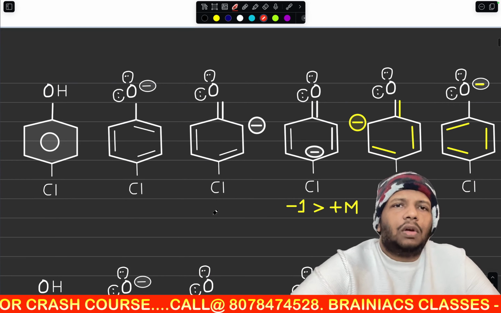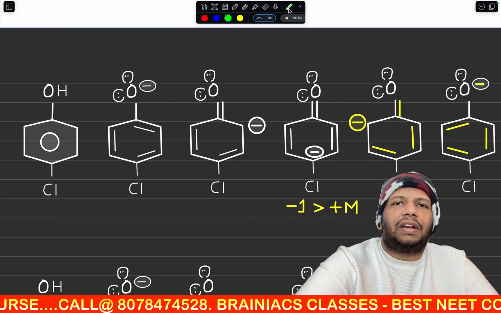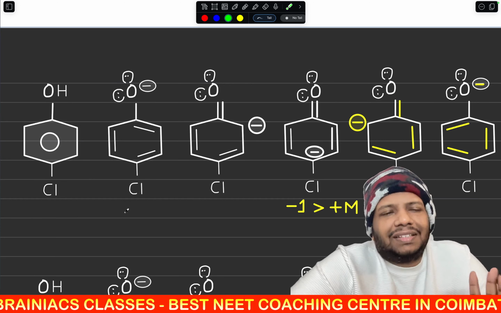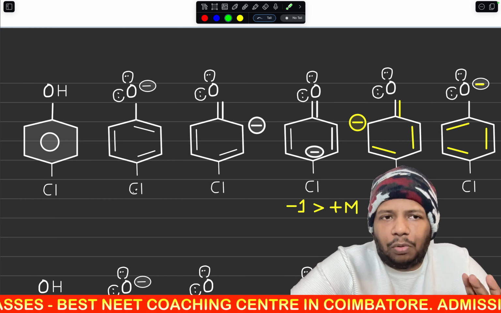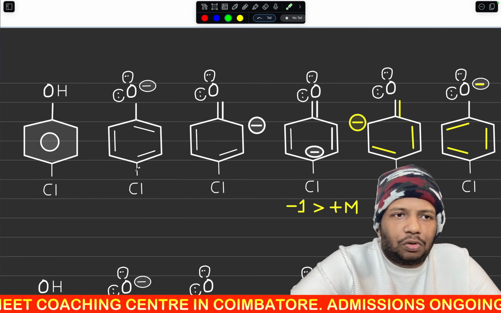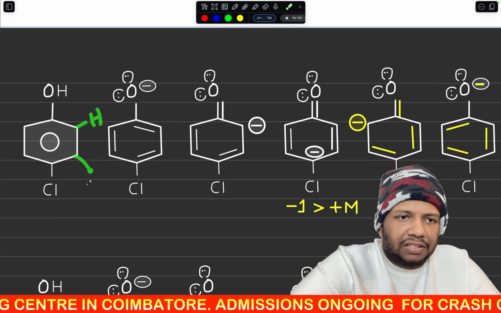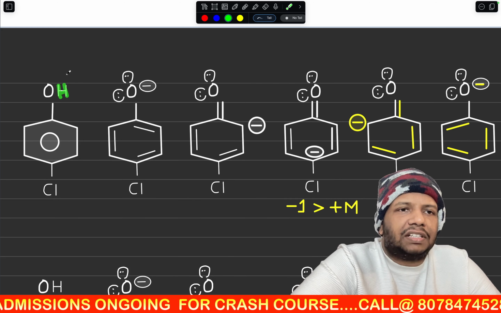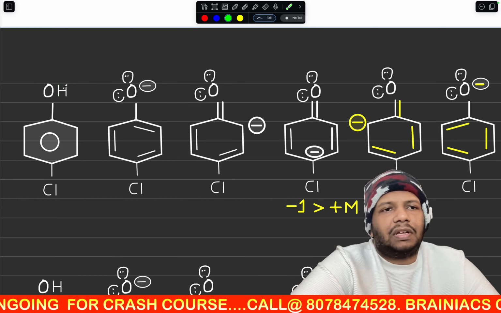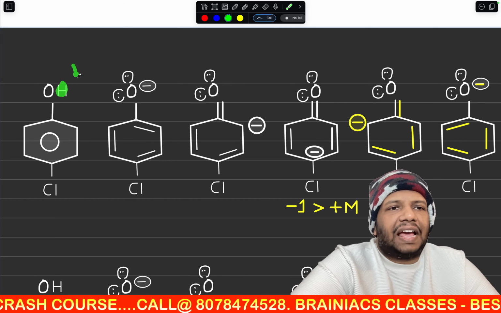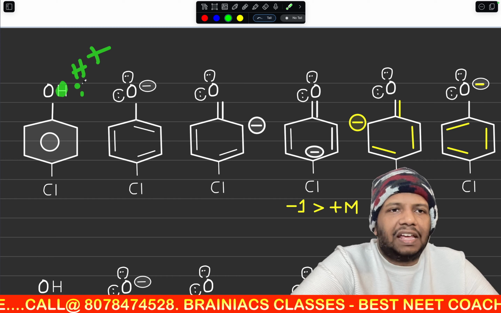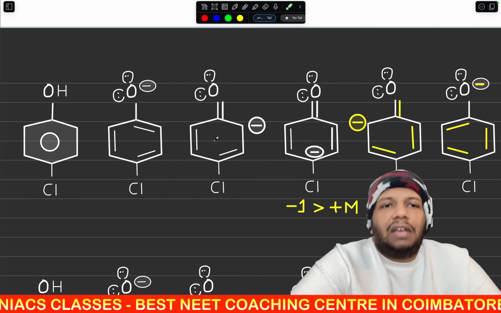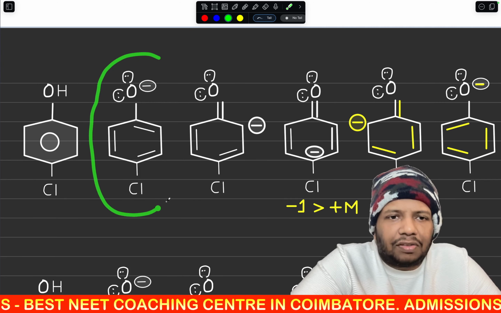The first option given here is a compound called parachlorophenol. We need to check whether this is a good acid or not. We need to remove the H plus. Hydrogens are present here, but all those are connected to carbon. The only hydrogen connected to an electronegative atom is this hydrogen. So we remove this hydrogen as H plus, an acid. What is remaining here? A negative charge.